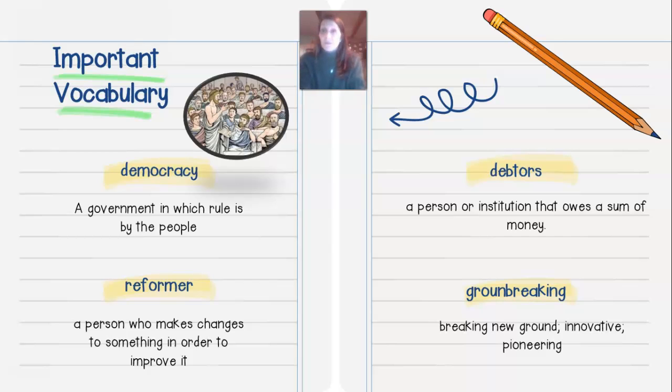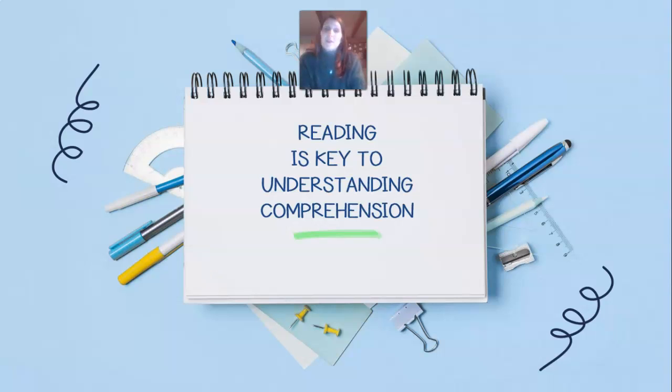So it can really mean what it says, breaking new ground, meaning digging up ground to provide something new. But when we're talking about Athenian culture, innovative, pioneering, new ideas, groundbreaking ideas are innovative, are new, are fresh. Pioneering are things that have never been thought of before, but they're just coming out. So that's what groundbreaking means as far as this lesson goes.